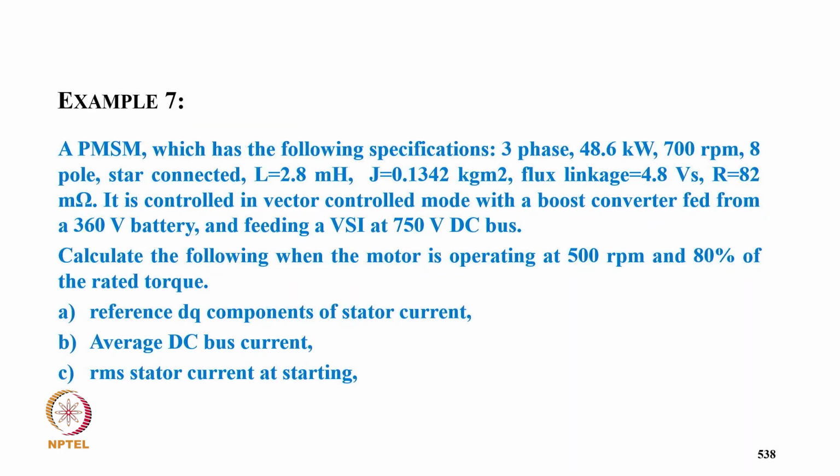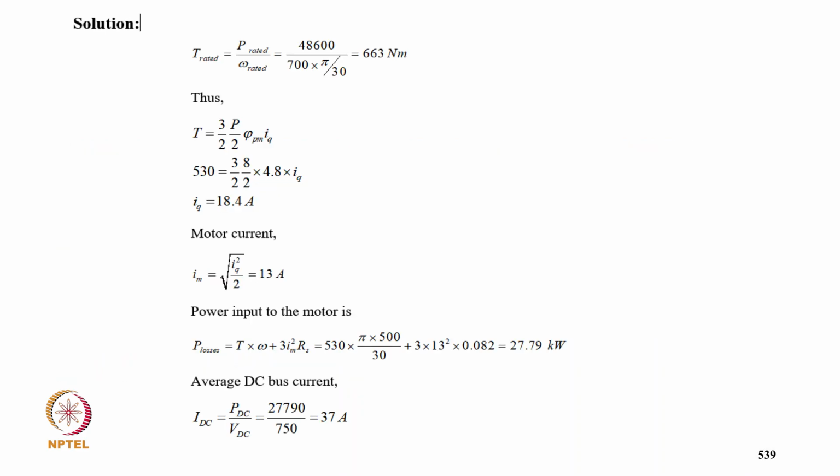Now coming to example 7: a PMSM which has the following specification: 3-phase, 48.6 kilowatt, 700 RPM, 8-pole, star connected, L equal to 2.8 millihenry, J equal to 0.134 kg meter square, flux linkage 4.8 volt second, R equal to 82 milliohm, and is controlled in vector control mode with a boost converter fed from a 360 volt battery and feeding a VSI at 750 volt DC. Calculate the following when the motor is operating at 580% of rated: reference DQ components of stator current, average DC bus current, and RMS current at starting. So the solution: starting torque required is 5 times the rated torque.